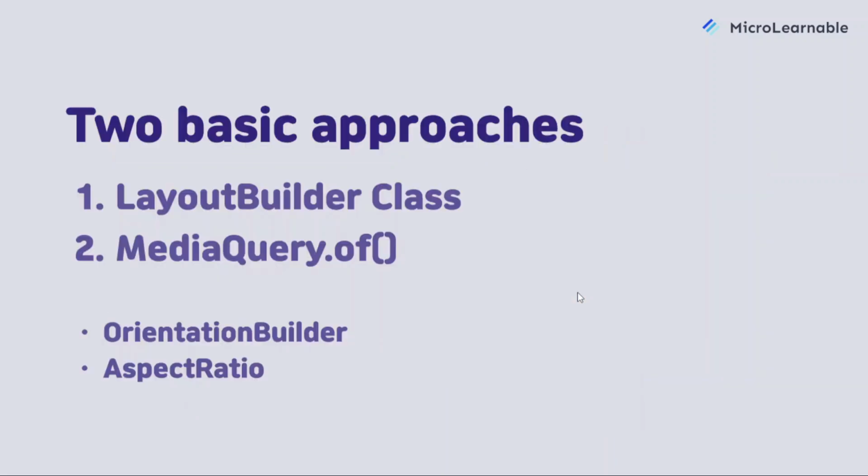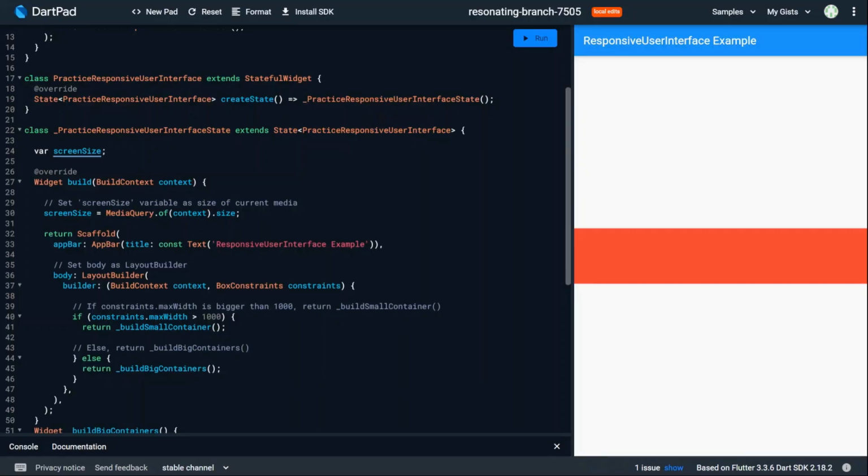There are two basic approaches to creating a responsive design in Flutter. The first one is the LayoutBuilder class, and the second one is the MediaQuery.of method. We will create a responsive app using OrientationBuilder and AspectRatio along with the above two approaches. Let's understand it carefully while looking at the screen where the code was executed.